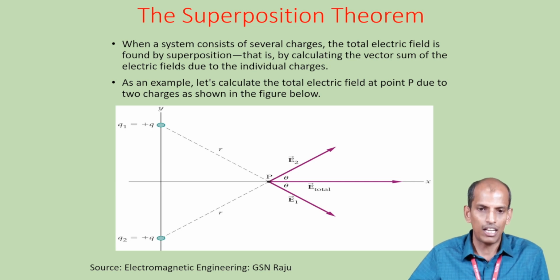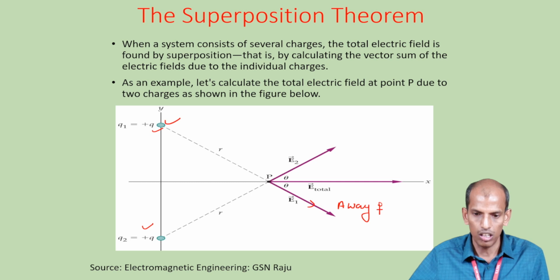Okay, so now we see that, as I told you earlier also, we have the superposition theorem. So what is the superposition theorem? If you have more than one charge, suppose this is Q1, this is Q2, and we want to compute the field at point P, then first you have to compute the electric field due to charge Q1. And you know, the field due to a positive charge goes away from the point. Be careful, since it is positive, it goes away from the point.